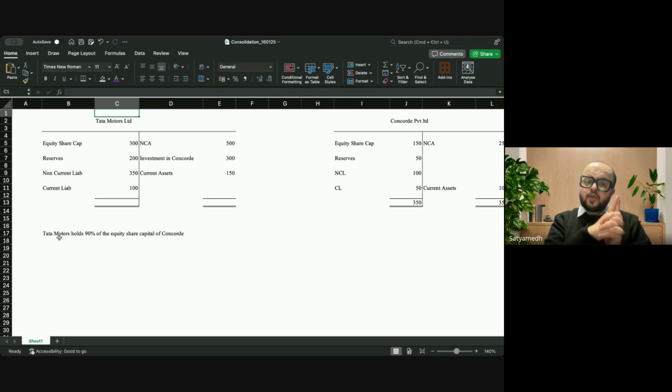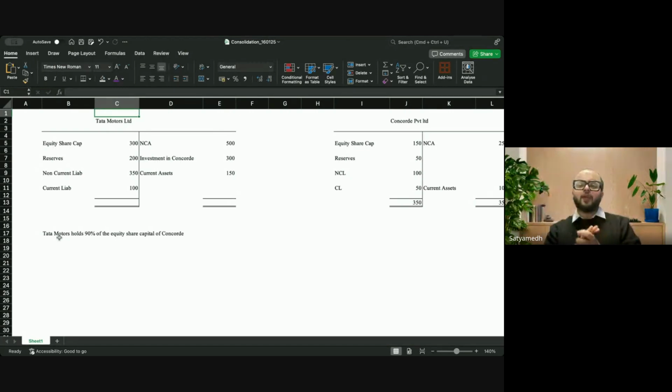And if Tata Motors holds 90% of the equity share capital of Concord, then don't you think Tata Motors will decide what Concord Private Limited will do? Tata Motors will decide where the office is going to be, which tools will be manufactured, which items will be considered, which items' production you are going to stop, where should the premises be, should you expand, everything, how much hike to give employees, and how much to pay the peon. There are these people who hold the remaining 10% of this company.